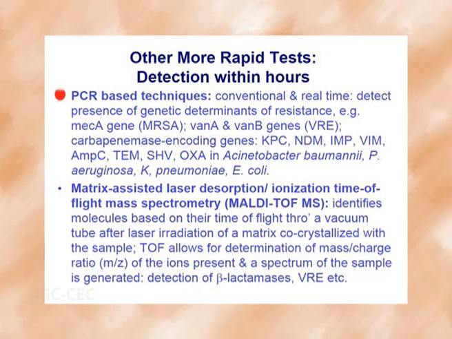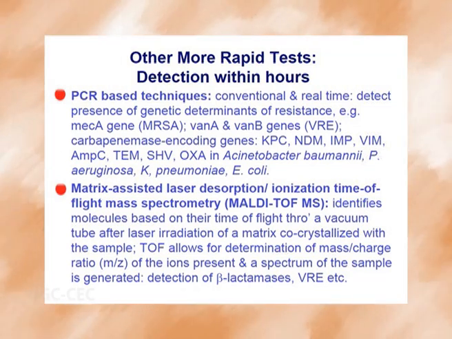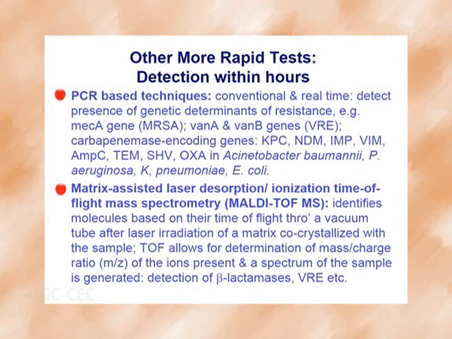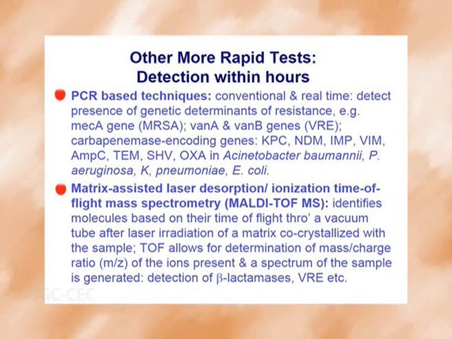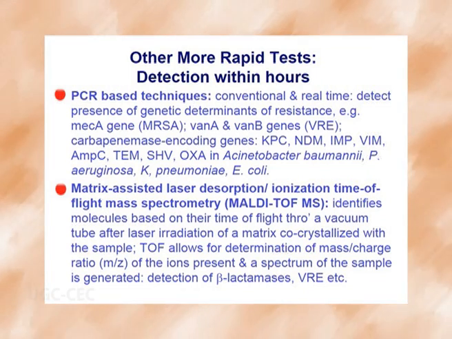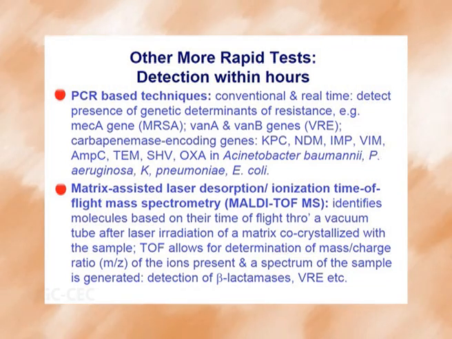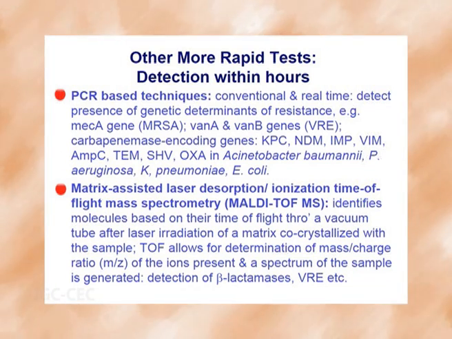The next system that is available is matrix-assisted laser desorption/ionization time-of-flight mass spectrometry, MALDI-TOF-MS in short. It identifies molecules based on their time of flight through a vacuum tube after laser irradiation of a matrix co-crystallized with the sample. The time of flight allows determination of the mass-to-charge ratio of the ions present, and a spectrum of the sample is generated. It can be used to detect different types of beta-lactamases and vancomycin-resistant enterococci.